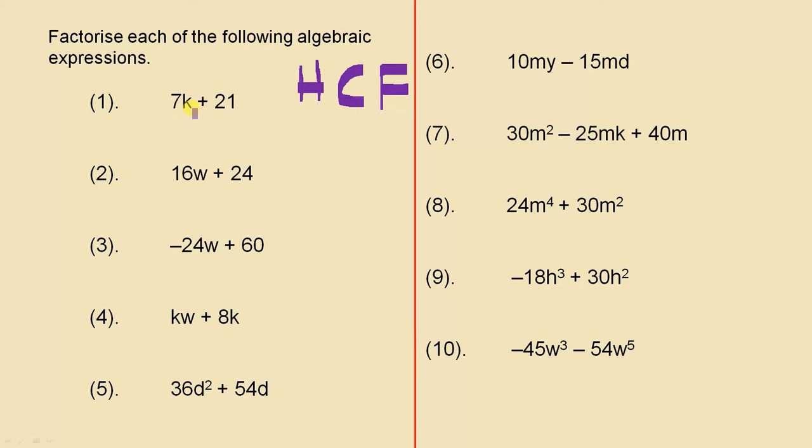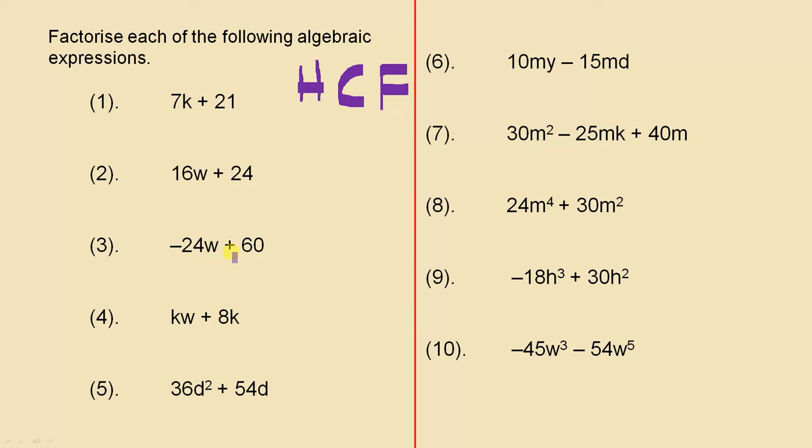So whatever terms we've got in the expression, we need to find the HCF. That is, the largest term or number or letter or a combination which divides into both of these terms. So you have to find that, and then that HCF is placed outside the brackets, and then you have the remaining terms inside, such that when you do the multiplication, you end up with the original expression. Exactly the same here. Find the HCF of 16W and 24, place it outside the grouping symbols.